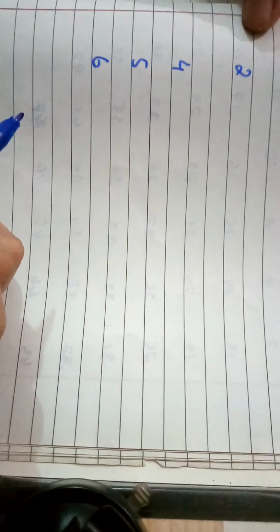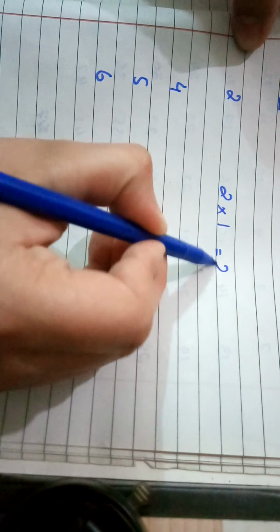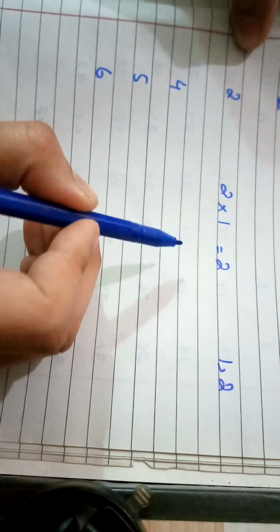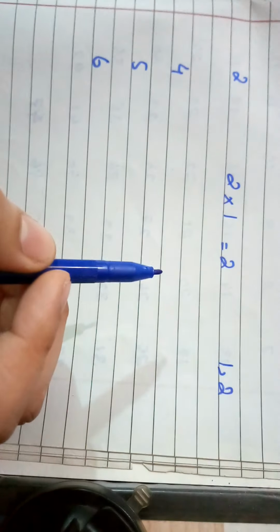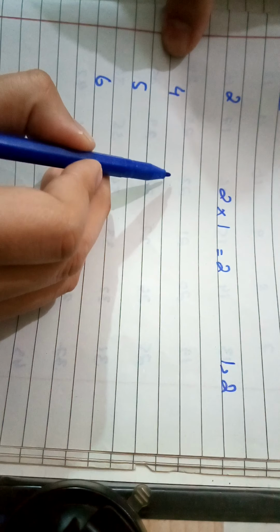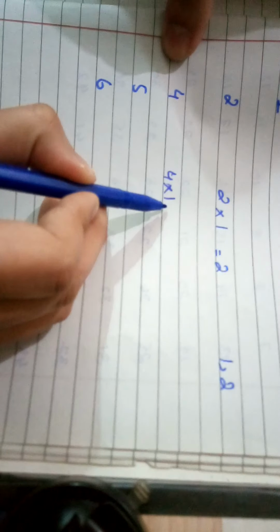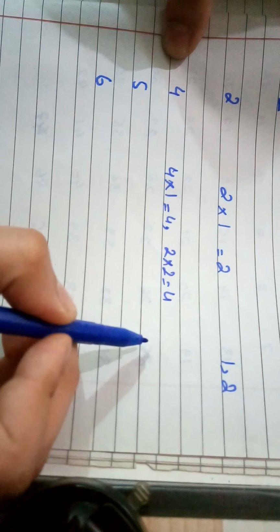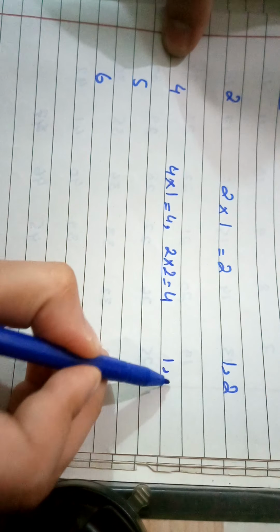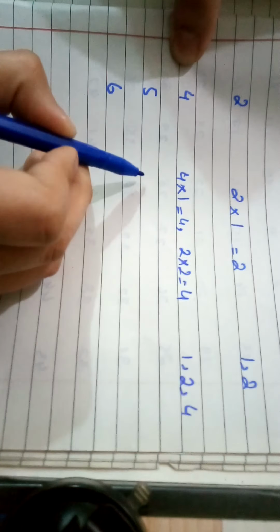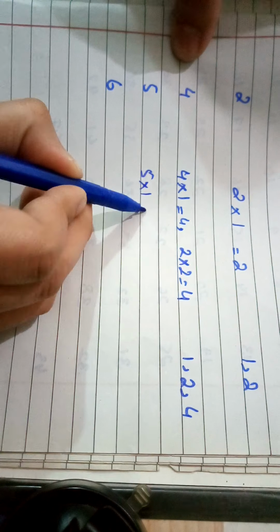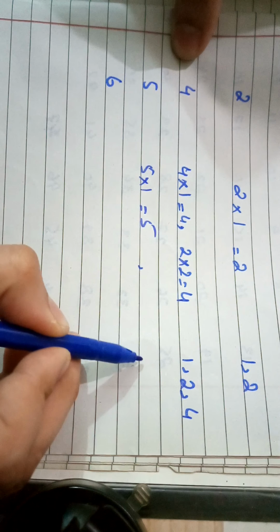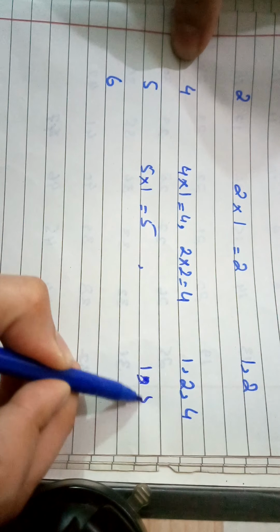Now, make the factors of 2. How many factors of 2 do we have? 2 multiplied by 1 gives 2. So there are only two factors of 2, that is 1 and 2. Now make the factors of 4. 4 multiplied by 1 is 4, as well as 2 multiplied by 2 is 4. So the factors of 4 are 1, 2, 4. Now make the factors of 5. 5 ones are 5, so we have only two factors, 1 and 5.